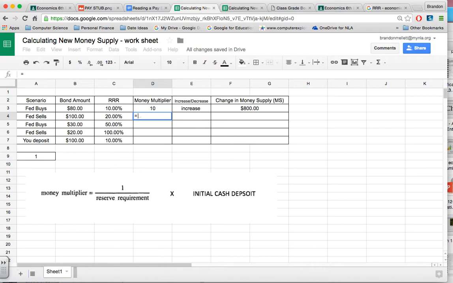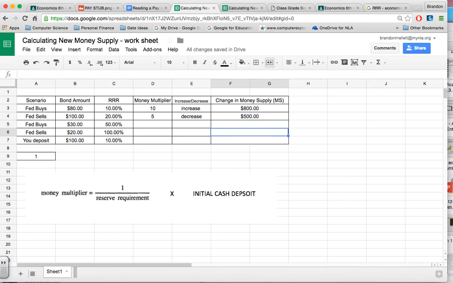We're going to go equals, 1 divided by 20, because again, this is our formula here. Enter. We now have 5 as our money multiplier. Now, is it going to increase or decrease? Well, again, we look at the Fed. Are they buying or are they selling? If they're selling, that means there's too much money in the money supply, so we want it to decrease. Then how much is it going to decrease? We go bond amount times money multiplier, and it would decrease by $500.